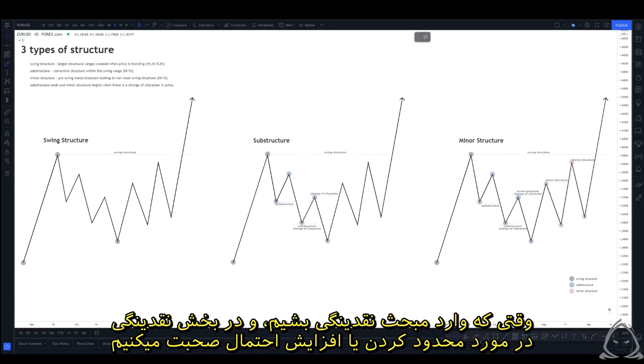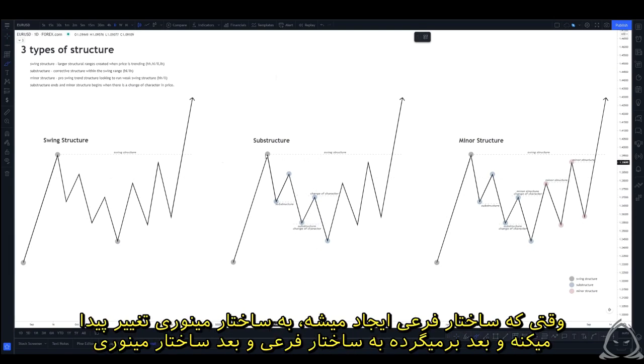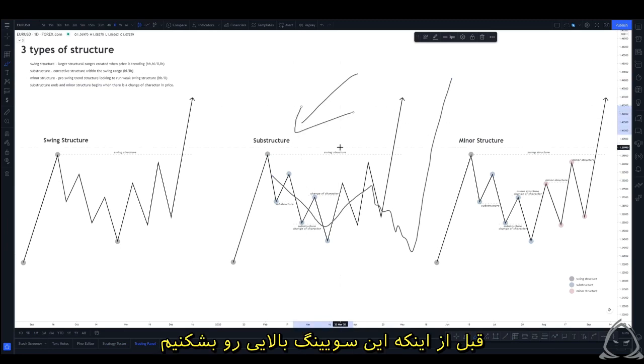And we'll discuss in the liquidity section how we can filter out, or at least have a better edge on when substructure is being created, it switches to minor structure, but then switches back to substructure and then minor structure before we actually break the swing high.